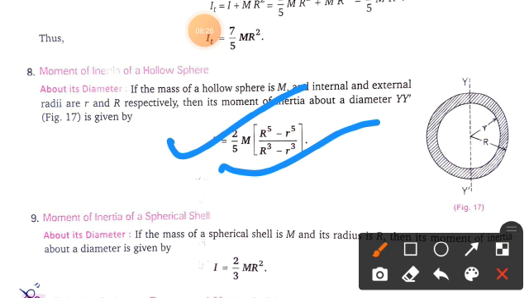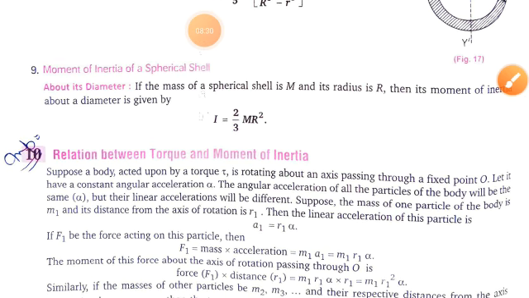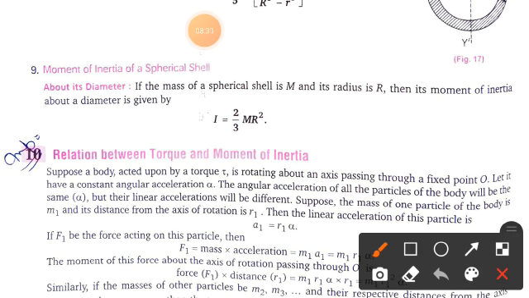Moment of inertia of a spherical shell about its diameter comes out to be I equals 2 by 3 MR square. So these are some formulas. Kindly remember all these. Fine.